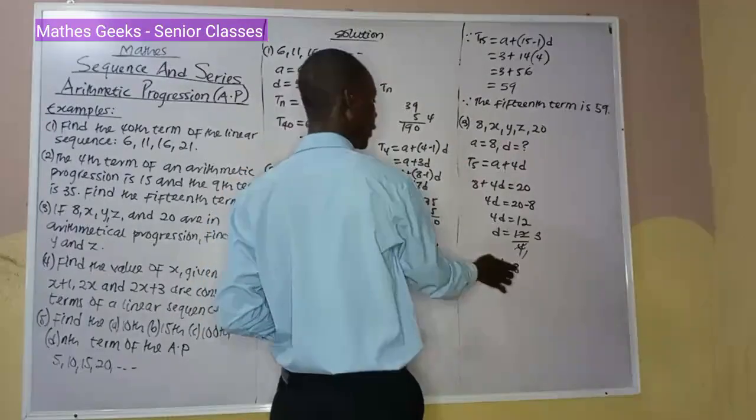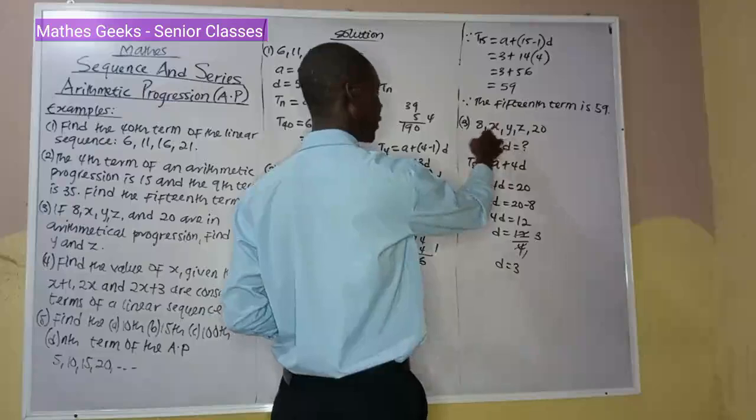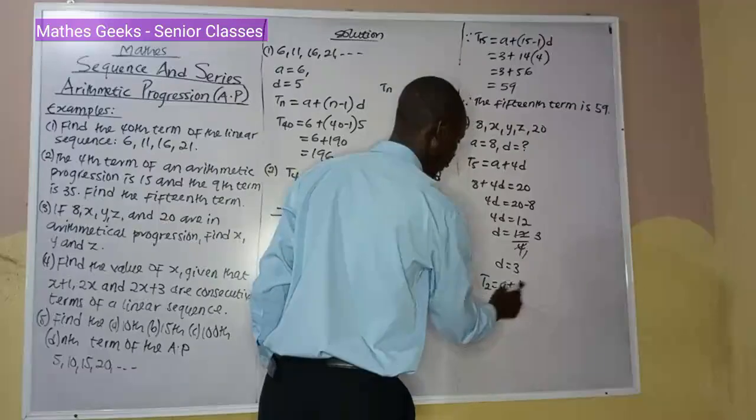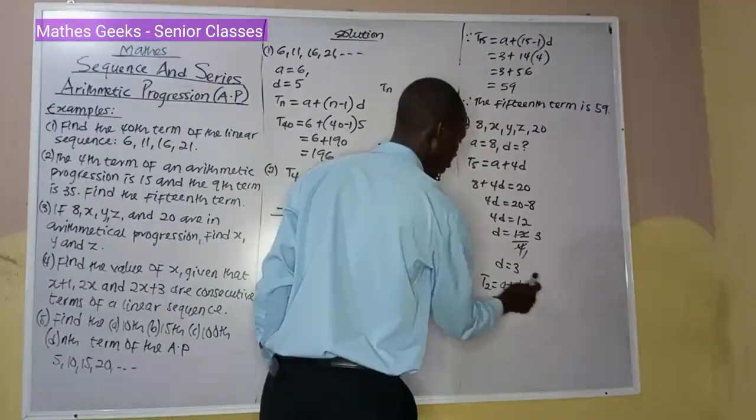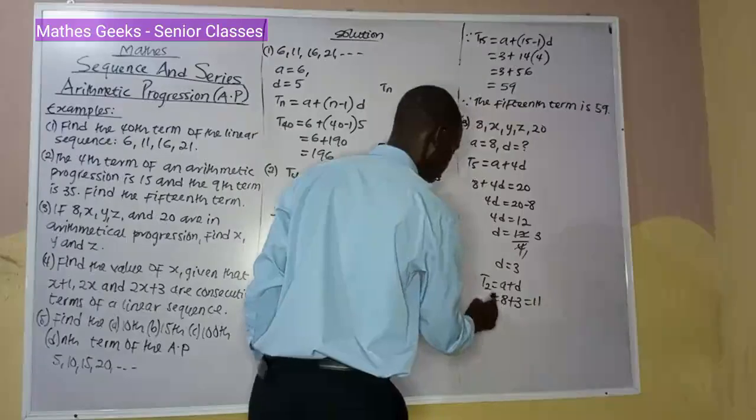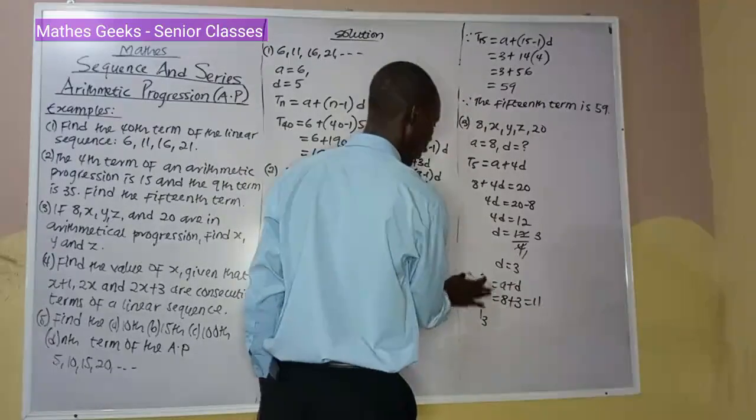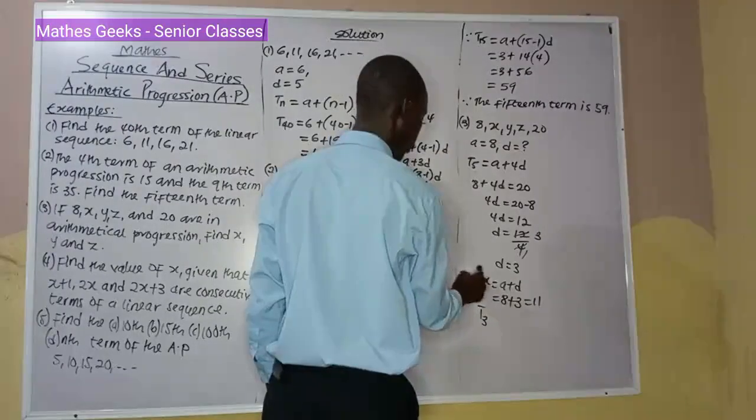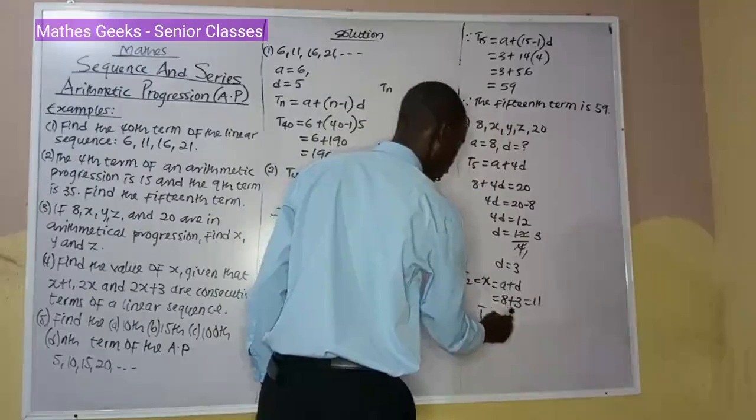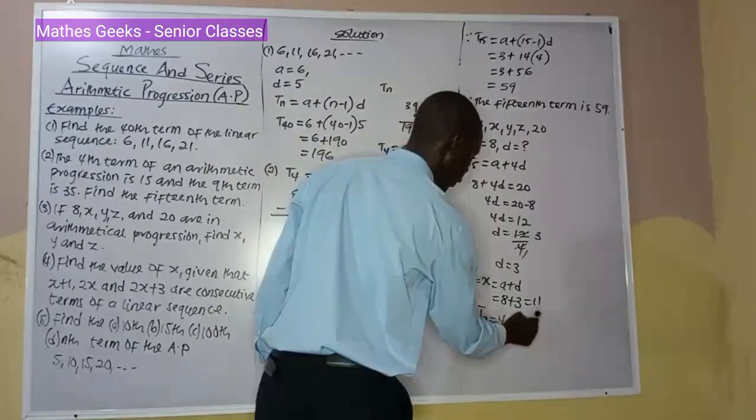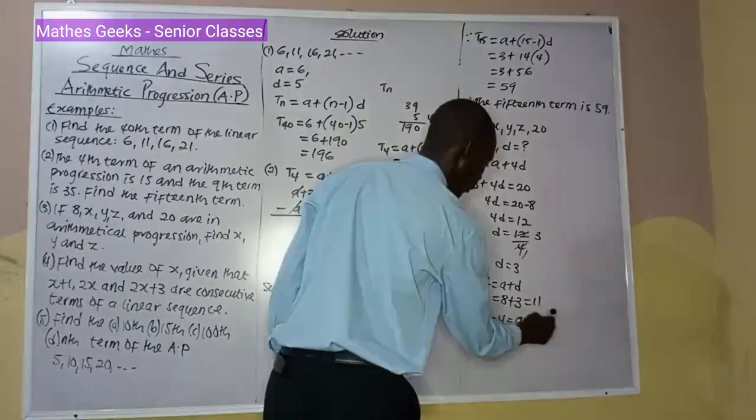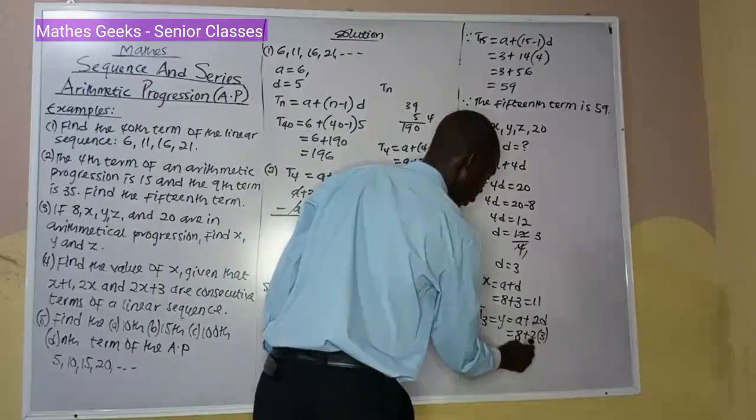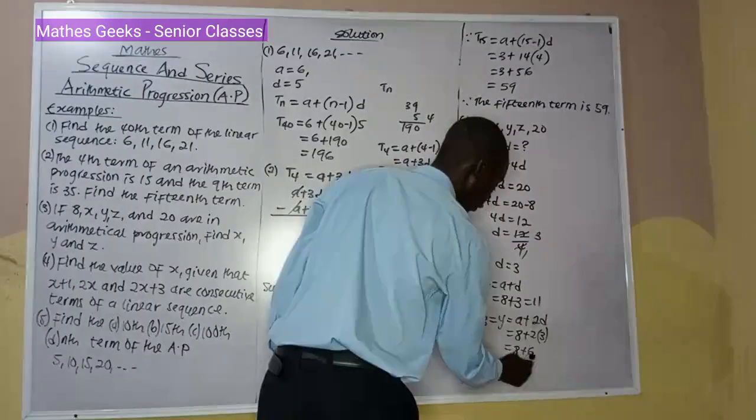Now, since we know the value of D to be 3, the common difference, x is the second term. So T2 is equal to A plus D. That's equal to A, first term, plus common difference 3. That's equal to 11. So T2 is equal to x. Then T3 is equal to y, and that's equal to A plus 2D. And that will give us 8 plus 2 times 3. So 8 plus 2 times 3 is 6. 8 plus 6 is 14.